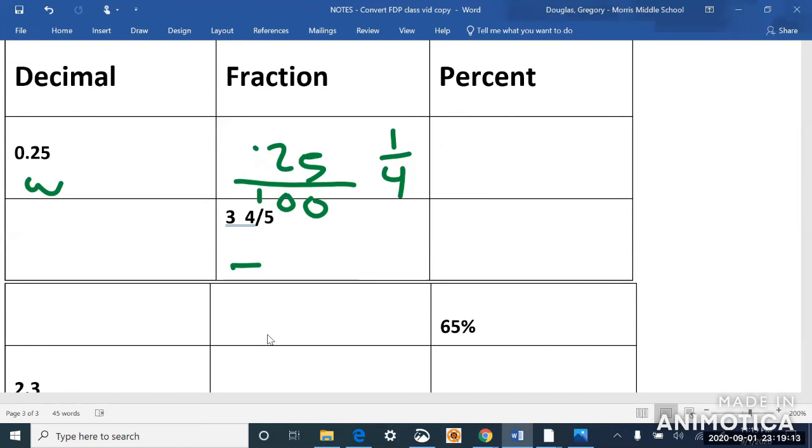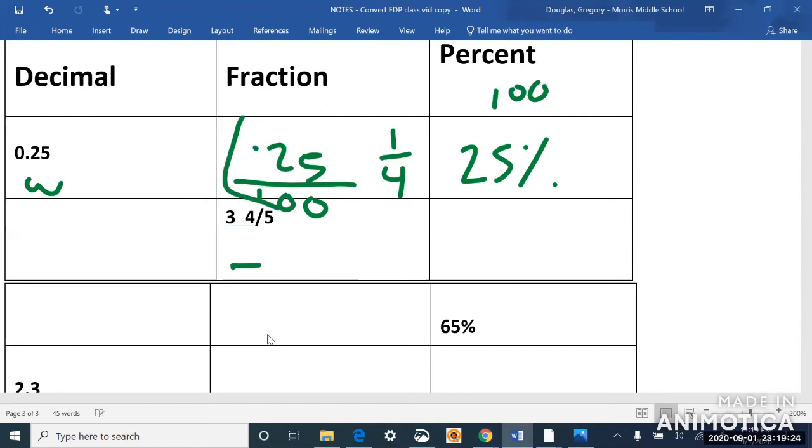Now to go to percent, it's easier just to start from the decimal. You just move the decimal 2 spots to the right, and you got 25%. Plus, you could see percent means 100. This is over 100 right here. So that's going to be your percent also.